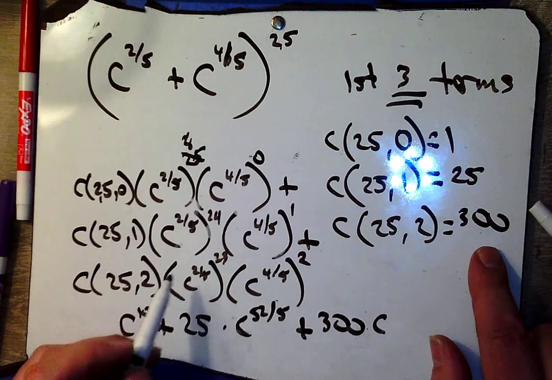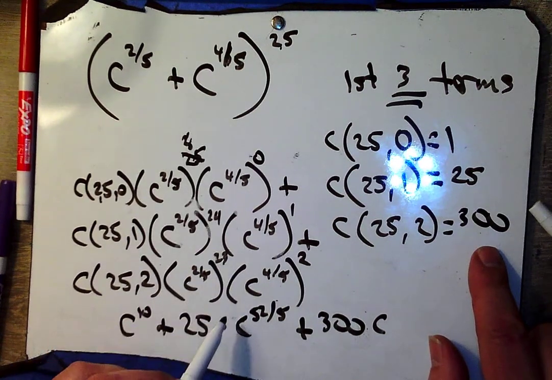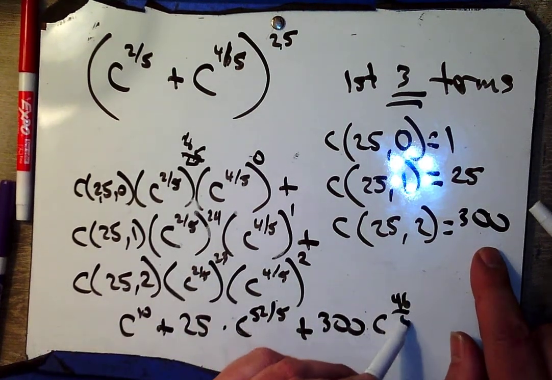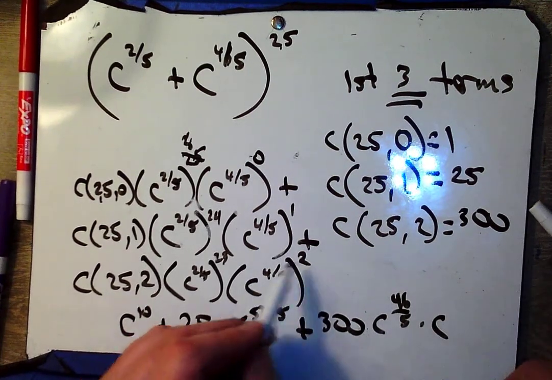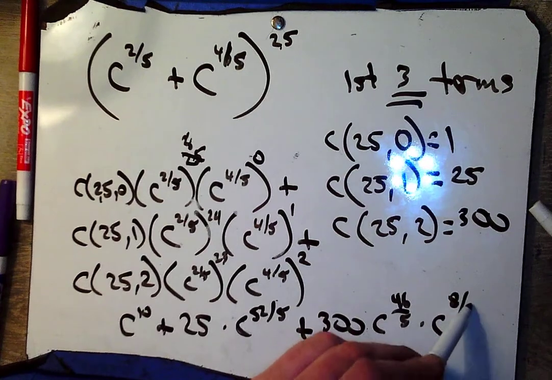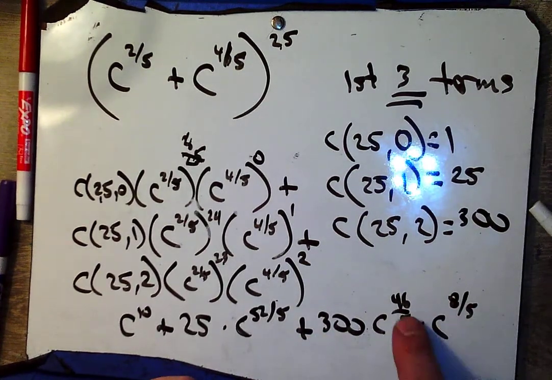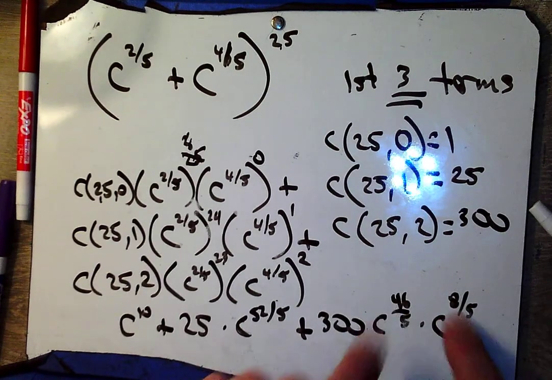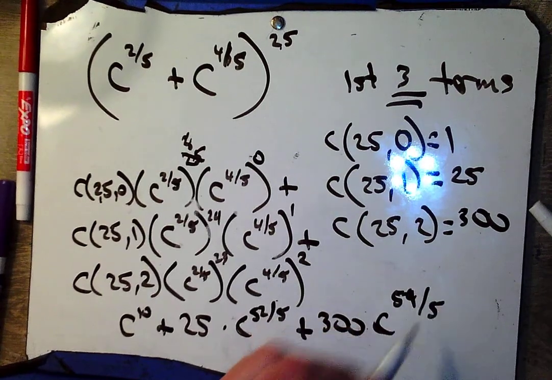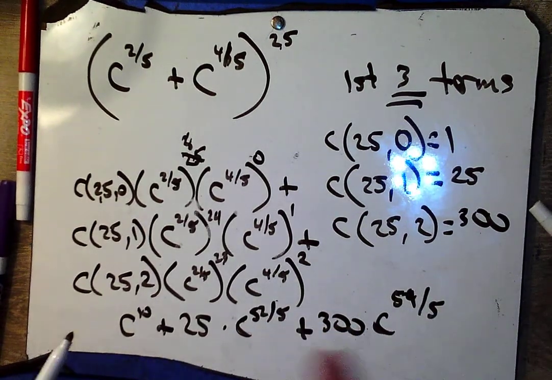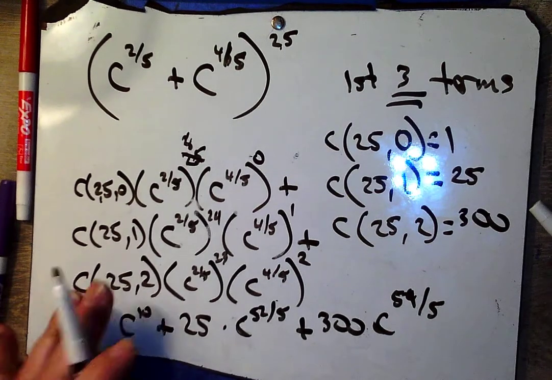And then what do we have? We have 2/5 to the 23rd. So that's 46/5 times C to the, raise a power to a power, I multiply, 8/5. Oh, look, I can add those together, and I'll have 8 plus 46 is 54/5. C to the 54/5. And so there are the first 3 terms. Guess what? It's your turn. Here's yours.